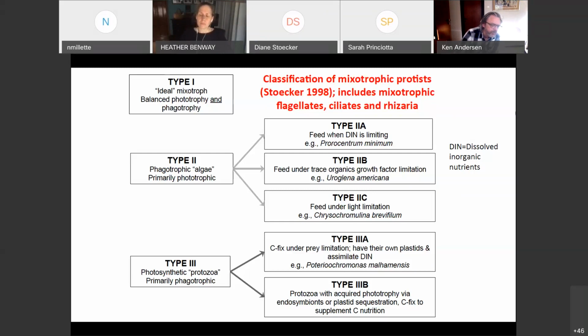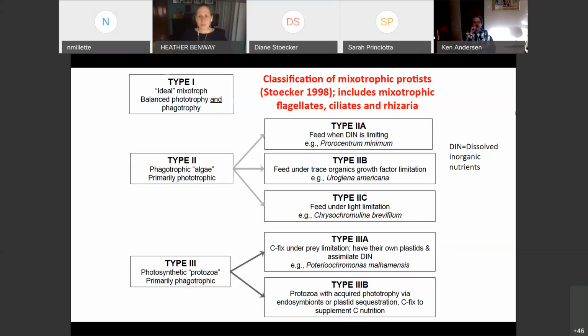Type 2B feed when trace organic materials are limiting, and the same groups that were found before to induce feeding in these groups are things like Uroglena and other chrysophytes. And then type 2C feed under light limitation, such as Chrysochromulina and the Heterocapsa rotundatum data that Nicola's worked with.